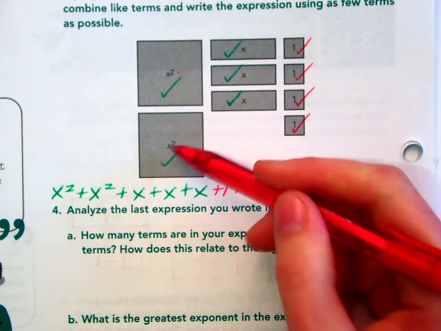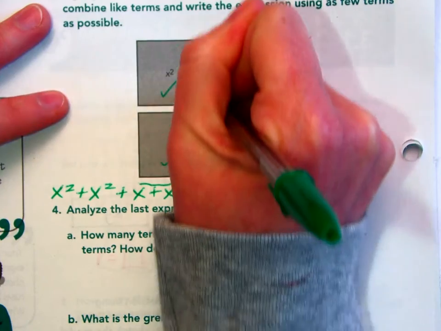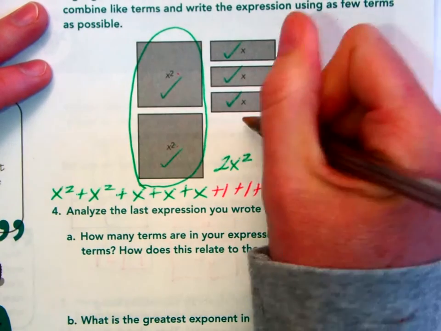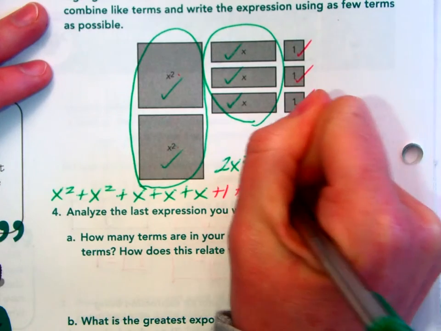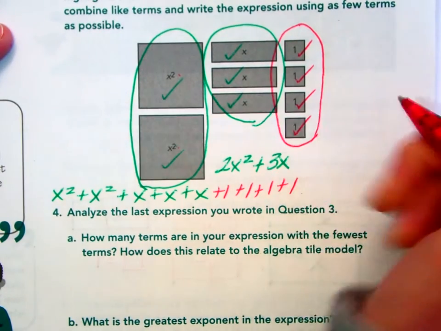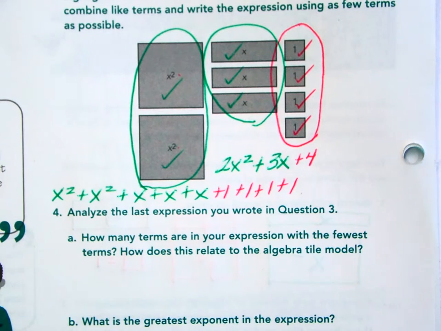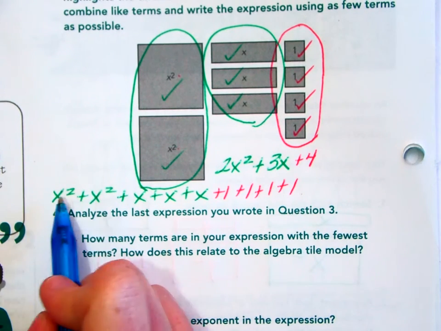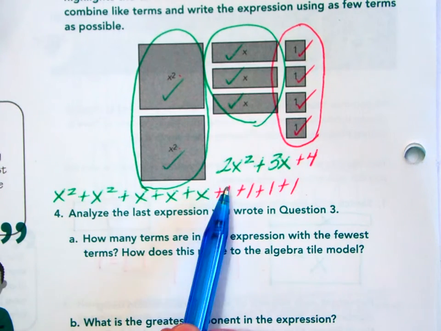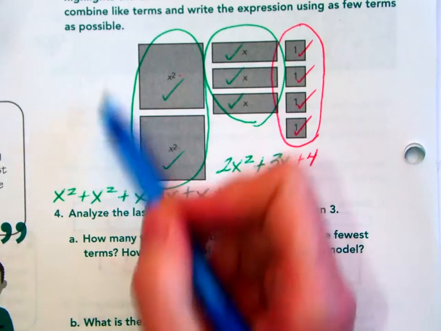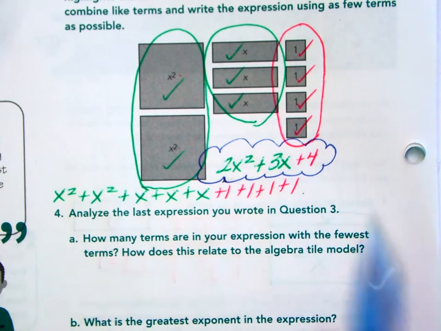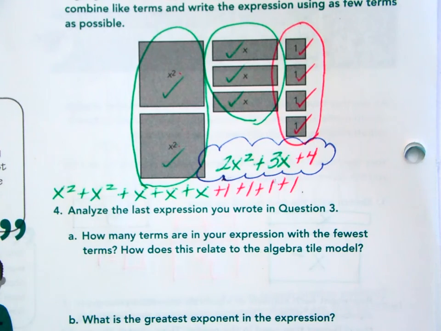But as you know, like tiles can go together in groups. These tiles are alike, and you have two of them, so that would be 2x squared. These tiles are alike, and you have three of them, that would be plus 3x. Like tiles here, all together, plus 4. Now what you're looking at is a completely different situation. Here you stretched it out into every single individual tile. You had 1, 2, 3, 4, 5, 6, 7, 8, 9 terms. But when we grouped things that were alike, we simplified the expression to only 3 terms: 2x squared plus 3x plus 4.